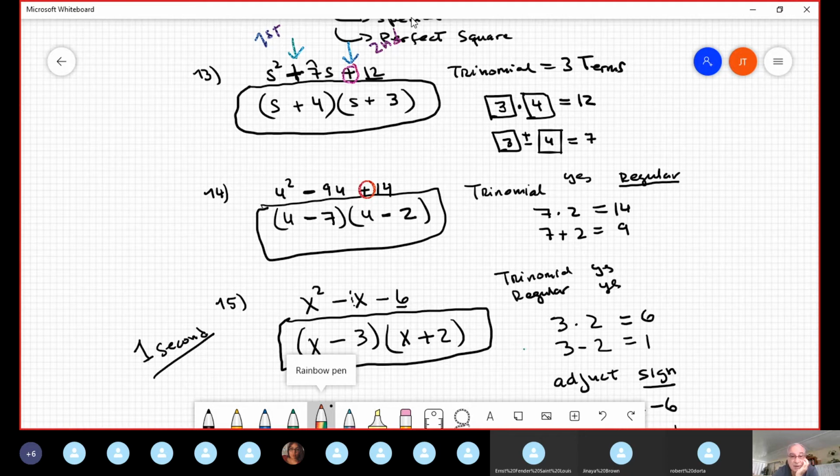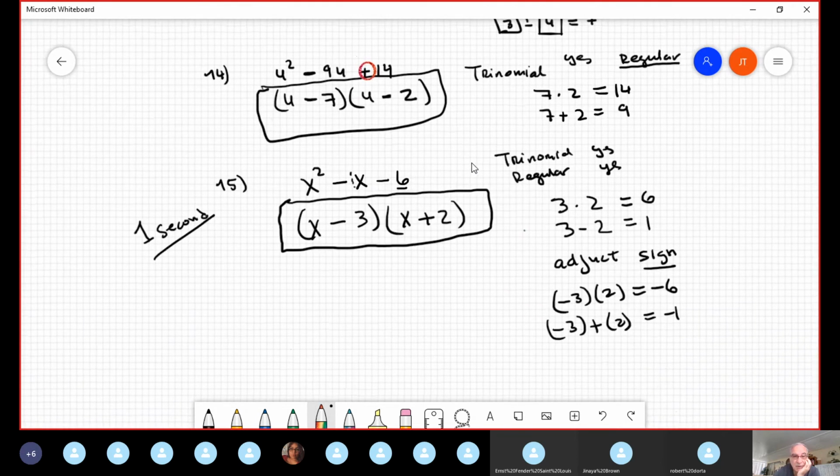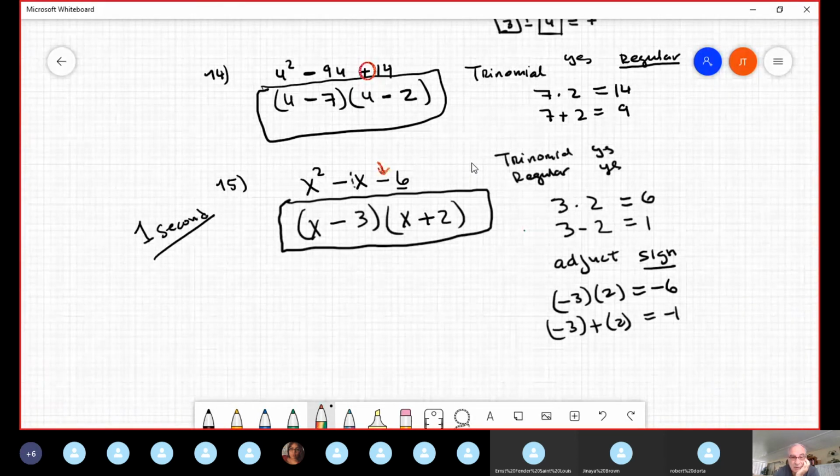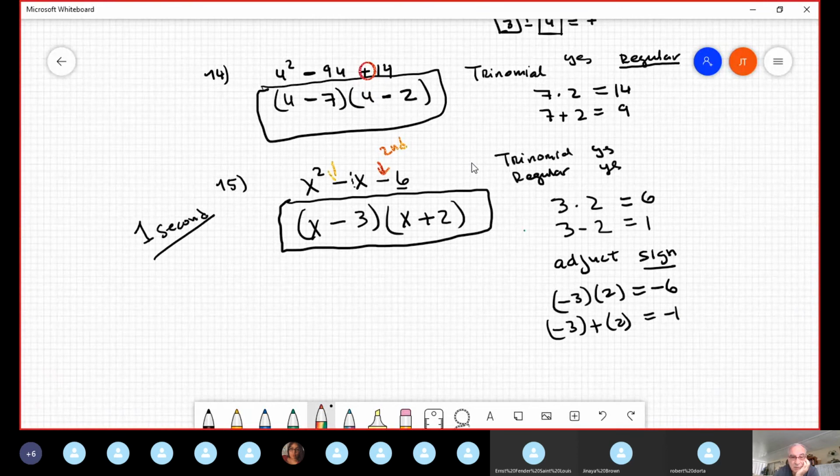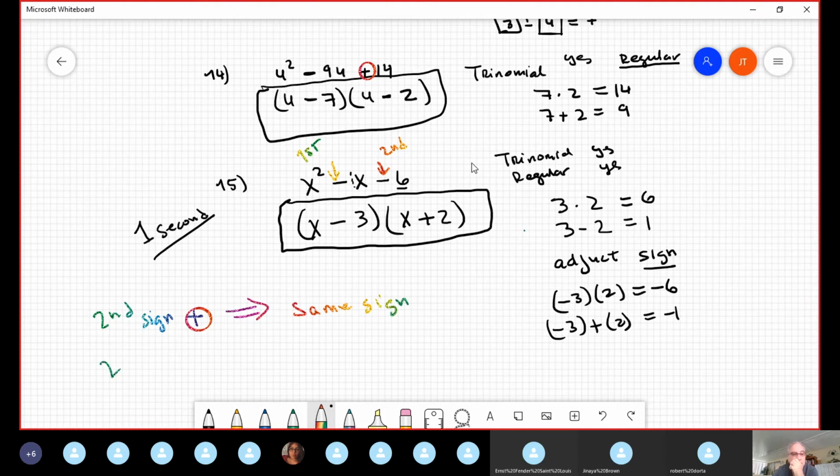In the 15 problem, this is the second sign, and this is the first one. When the second sign is negative, we expect different signs. When the second sign is positive, it's the same. Okay, let me go over here. If the second sign is positive, automatically, same sign.